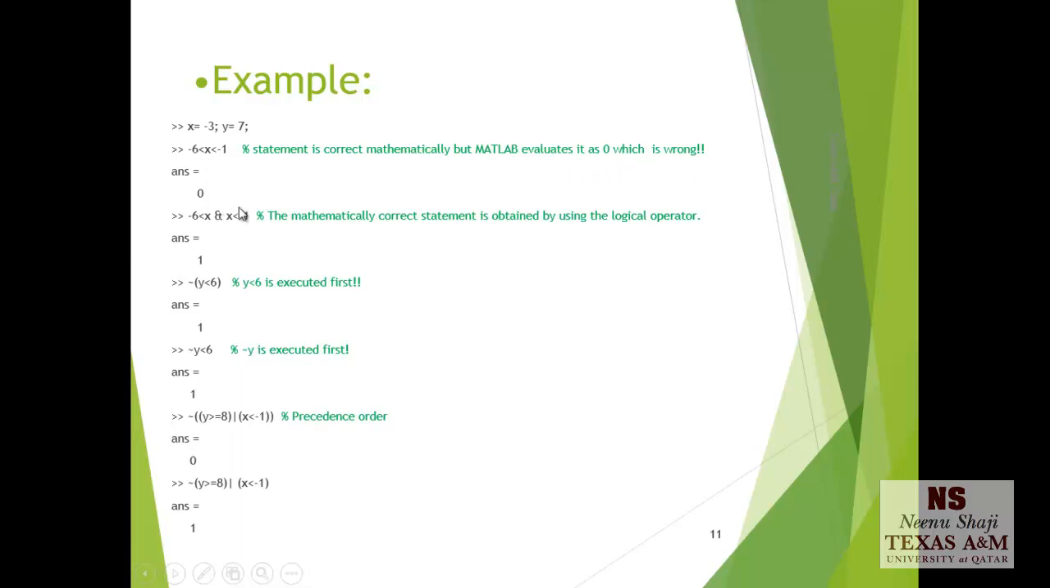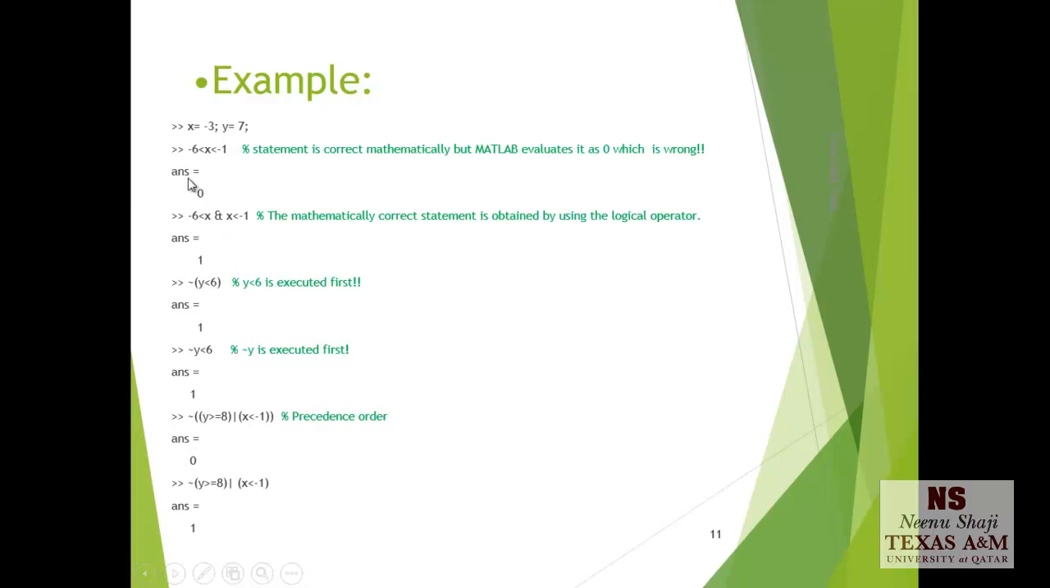We can introduce the logical operator AND. So -6 less than X and X less than -1. Here -6 is compared with -3, so the answer is 1. And X is here -3, so -3 less than -1. That is also a true statement. So 1 and 1, you get 1.